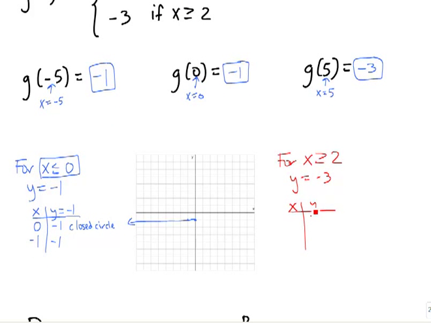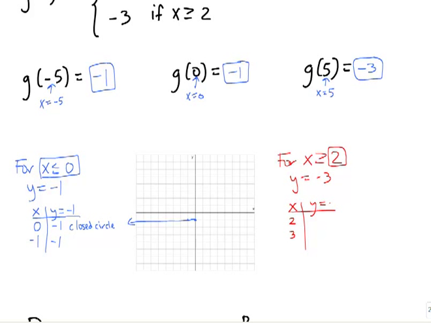This time my table is going to start at this value right here, which is 2. So I want to make sure that I use x equals 2. And I want x's that are greater than or equal to 2. So the next x that I pick should be something that's bigger than 2, like 3. So those are my two x values that I'm going to choose.